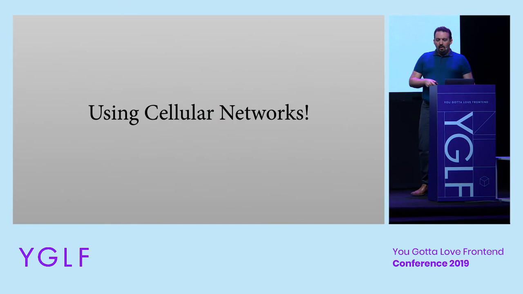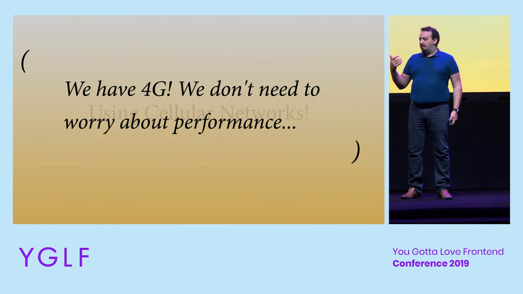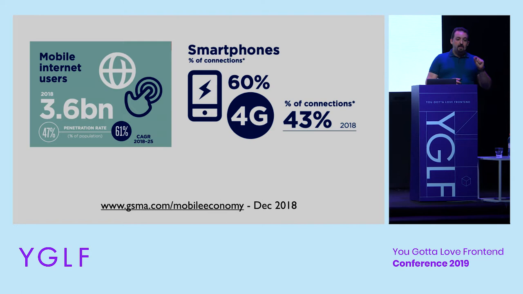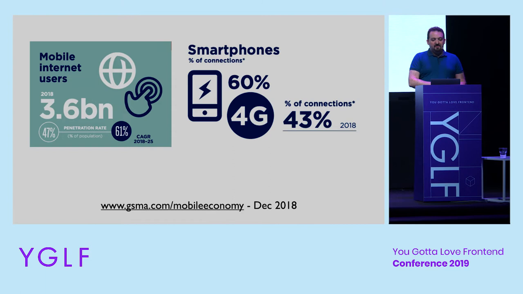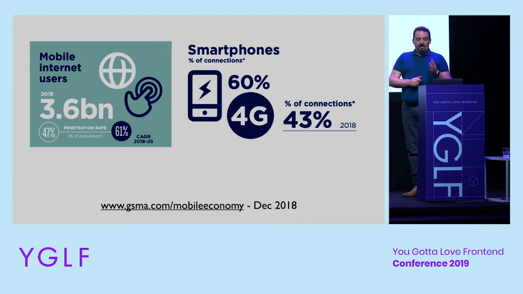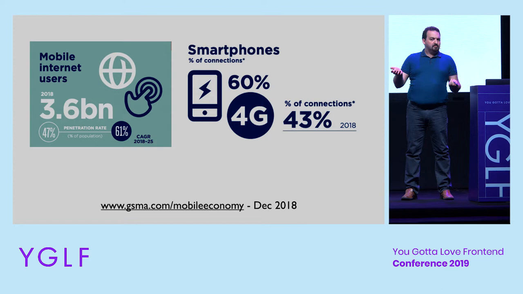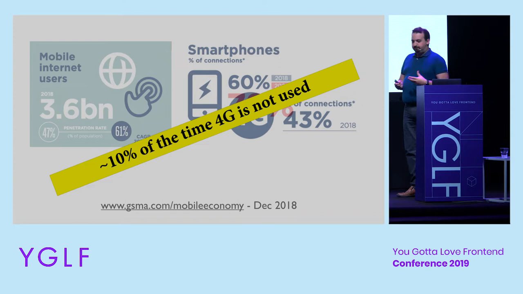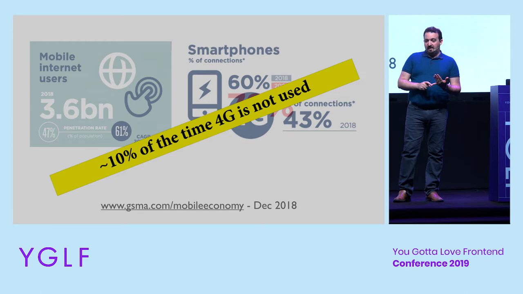Also, we are using cellular networks. And I'm sure you're thinking, well, we have 4G now, so 5G is coming. We don't need to worry about performance. Well, let me give you some information here from 3.6 billion mobile internet users that we had a couple of months ago, December. Only 60% are smartphones, okay, and 43% are on 4G. And how many of you are on 4G? Most of you, right? Which sounds good, but I'm pretty sure that you have seen this. In a lot of places, you're not on 4G. You have a 4G phone, a 4G data plan, you're in a city with 4G coverage, but you are being downgraded to 3G.